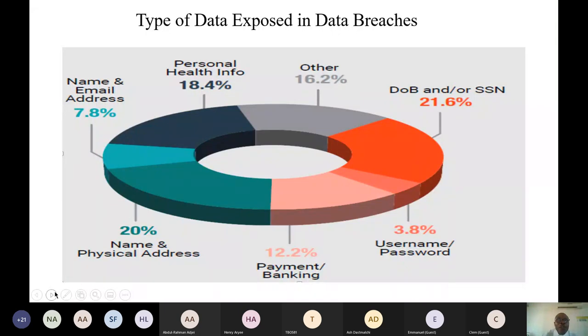Now, following your date of birth, hackers are interested in your name and your physical address. Then the focus moves on to your personal health information, which is 18.4%. Then you move on to other information, your banking, your email, and also your username and password. The reason why hackers are having a full day in the healthcare industry is because our data is very rich and it also has high premium prices if you have to sell it on the black market.